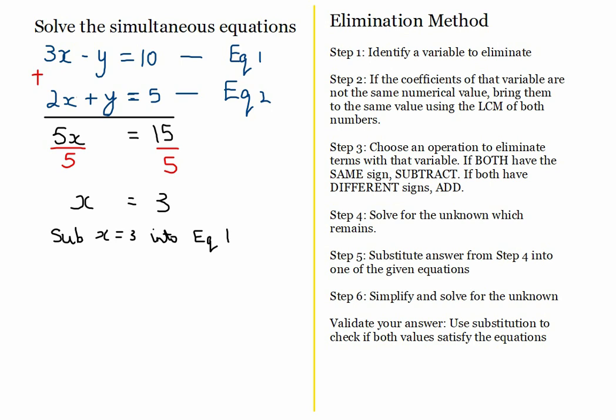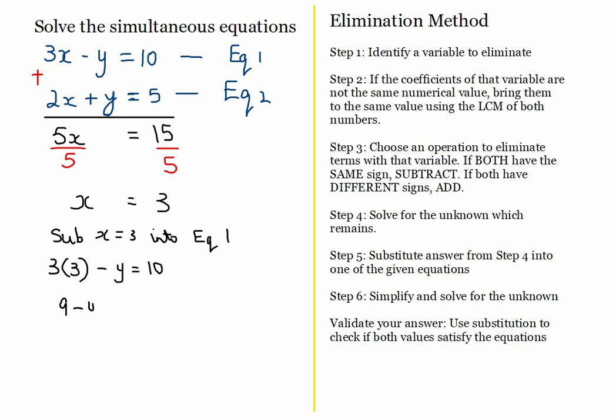From here now, I replace x with the value that I got for x. So notice, in the first equation, my coefficient of x is 3. I open a bracket and I'm going to replace x with the value that I got for x, which is 3. So 3 times 3 minus y is equal to 10. I'm going to simplify, and then I'll rearrange this equation to solve for y. So 3 times 3 is 9.